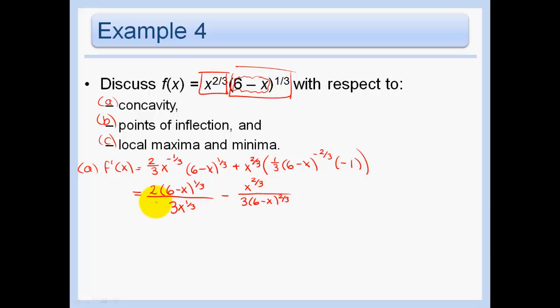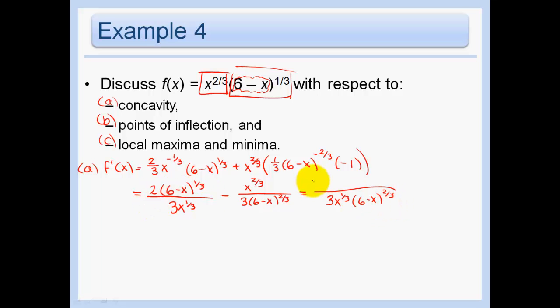So all I did was I put all the positive exponent stuff in the top and all the negative exponent stuff in the denominator. And I'm going to just go ahead and get a common denominator at this point. So I see that my common denominator, I need the 3. It's in both of them. I need an x to the 1/3. And then I need this guy. So to get from this denominator to this one, I multiply it by 6 minus x to the 2/3.